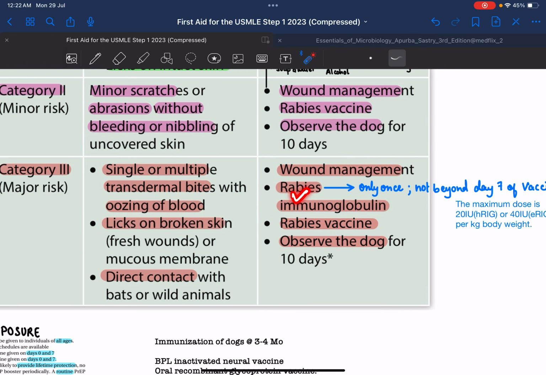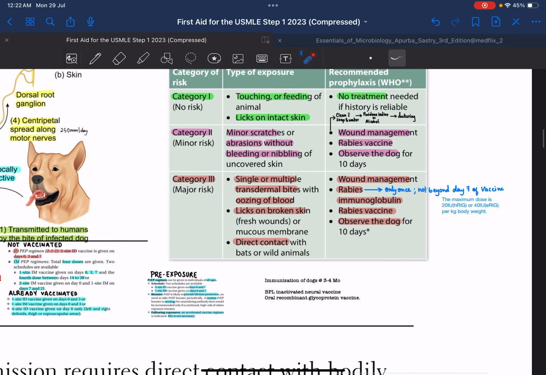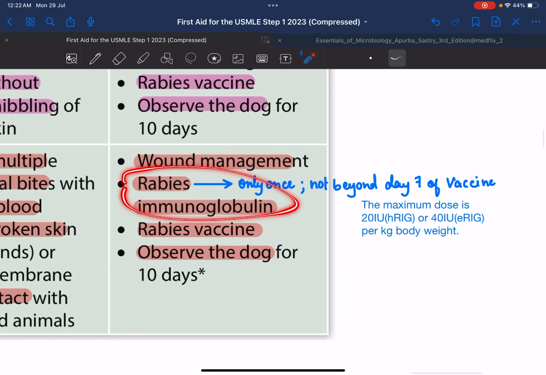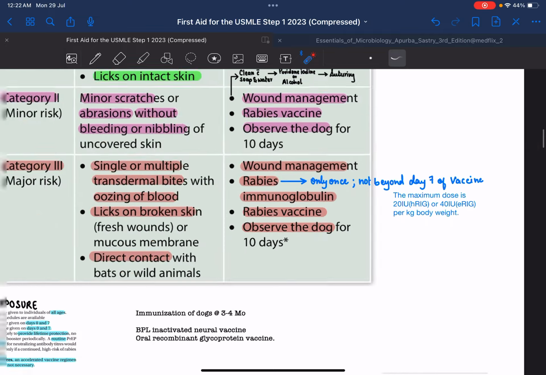We give the patient rabies immunoglobulin. We give the patient rabies vaccine too, and then we observe the dog for 10 days. Okay, now let's talk in detail about the rabies vaccine and the rabies immunoglobulin. Rabies immunoglobulin we basically administer only once and not beyond 7 days of vaccination. The maximum dose could be either 20 international units per kilogram of body weight in case of human rabies immunoglobulin, or 40 international units in case of equine, which means horse rabies immunoglobulin.